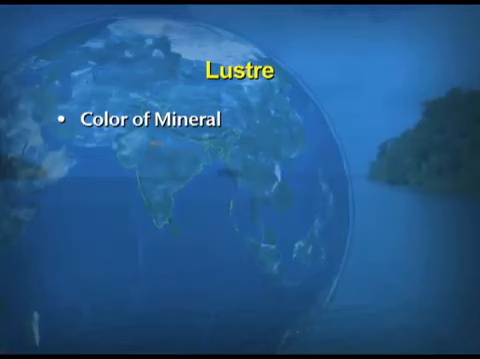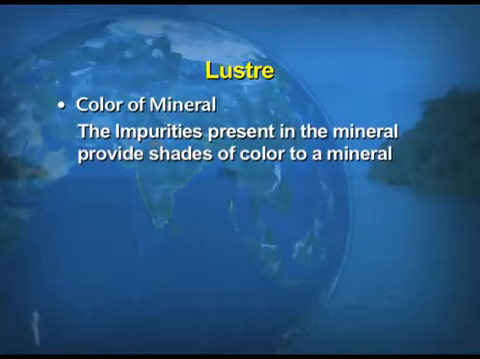The third physical property of the mineral is the color of the mineral, because the different minerals are identified on the basis of the specific color they have. Now, how does the color change? The impurities which are present in the mineral provide the shades of the color to the mineral.